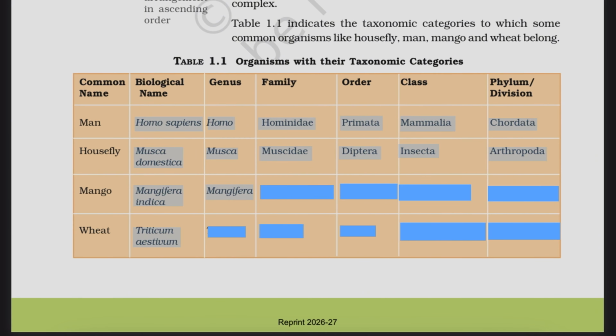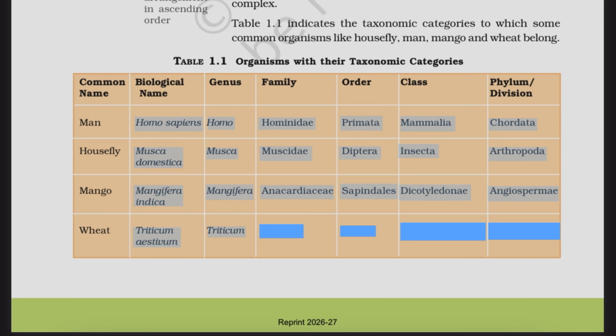And what is the genus for Mangifera indica? Mangifera. And what is the family? Anacardiaceae family. And what is the order? Sapindales. And what is the class? Dicotyledonae. And what is the phylum? Angiospermae.